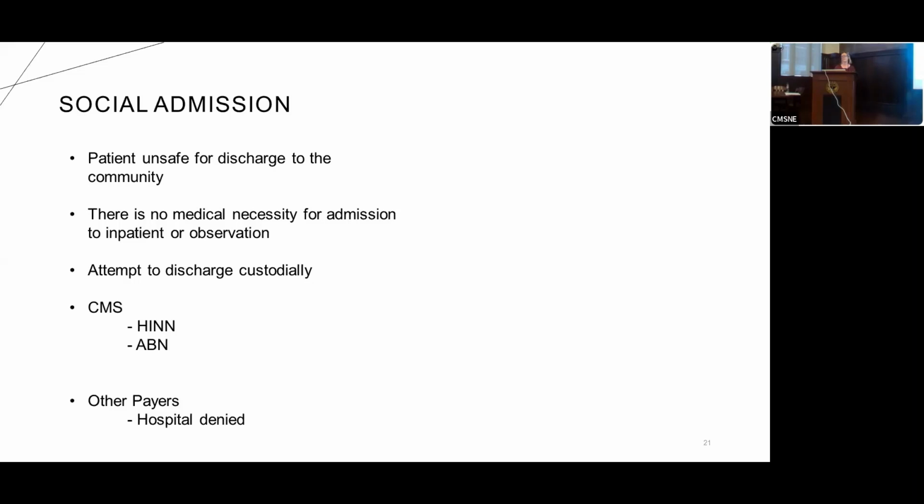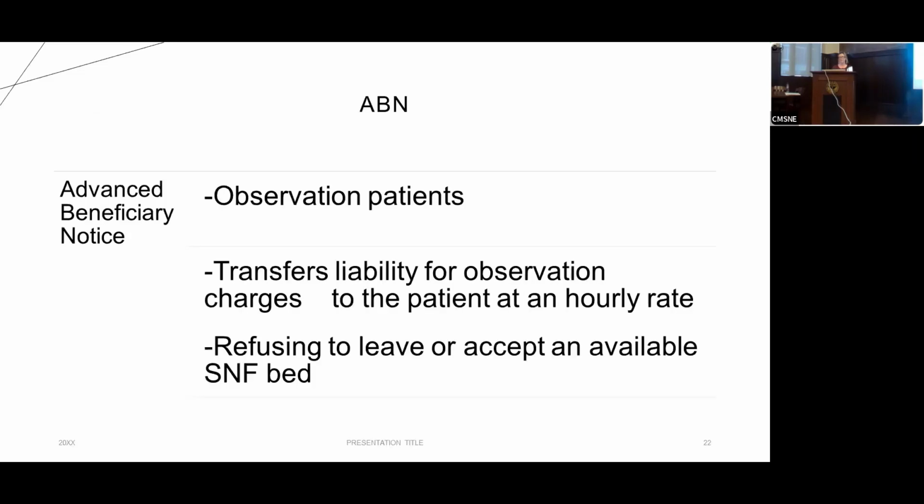If you are unable to discharge them where they need to go, you have options of HINs, or hospital issued notices of non-coverage, or ABNs potentially. With the other payers, the hospital is just denied and the case management staff and UM staff continue to work very hard to try to discharge the patients. So ABNs.